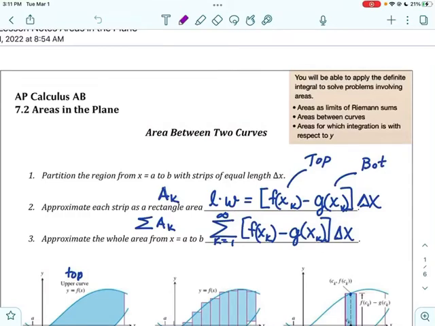Hi folks, Mrs. Allen here, and we are studying 7.2 areas in the plane. We just came off looking at accumulation functions, Riemann sums as they carry over to integral expressions. And so we're looking at area between two curves.